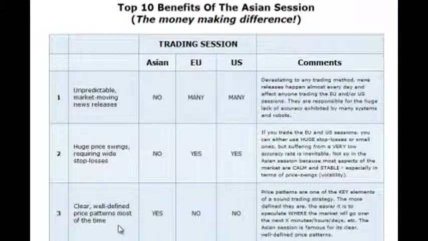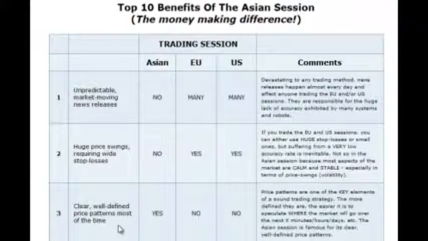That's very important. We talked about this earlier. The way the EU and the US sessions behave affects what type of ranging session the Asian market is going to give us. And PipJet makes that prediction very well and with a very high accuracy rate.